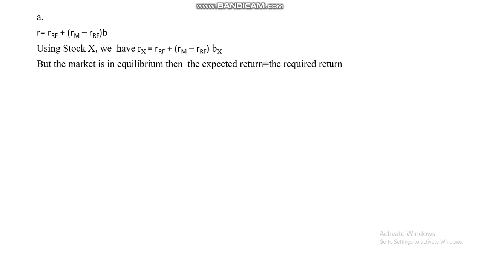As we know, the required rate of return on any stock equals RRF plus (RM minus RRF) times beta. In this problem, we can use any stock X or stock Y or stock Z. Suppose we have stock X, then we can write the required rate of return on stock X equals the risk-free rate plus the return of the market minus the risk-free rate times beta of stock X.